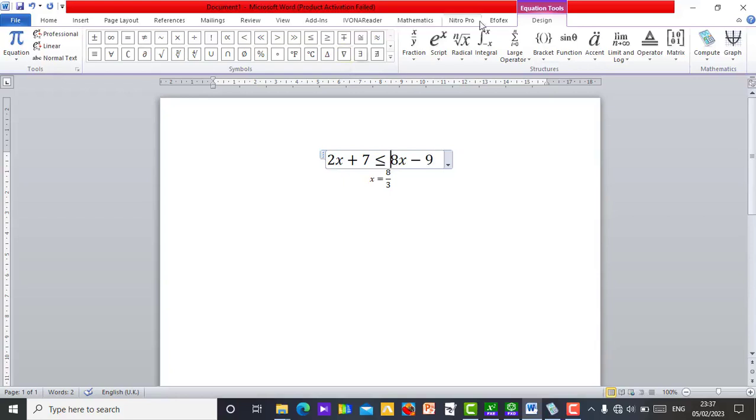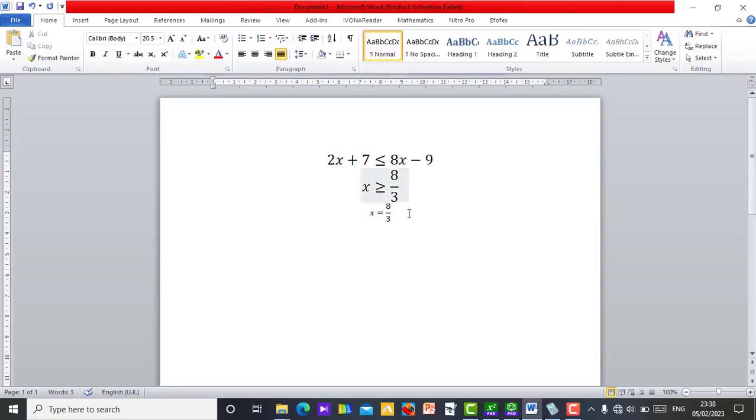Under mathematics, you see also solve for x. See, your result is also out. So the value is x greater than or equal to 8/3. So this is a beauty you can actually do and use in your mathematics. Any kind of equation, you can solve it using Microsoft Word, as long as you integrate Microsoft Mathematics into your system. All right, let me delete this and move on.